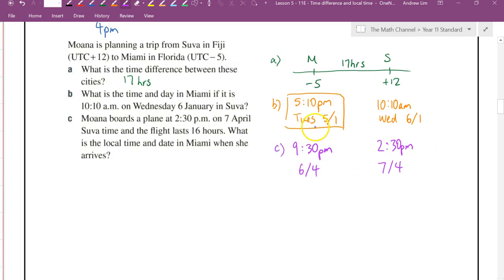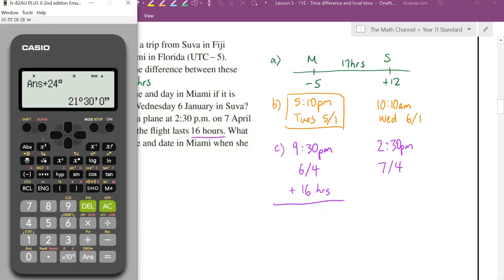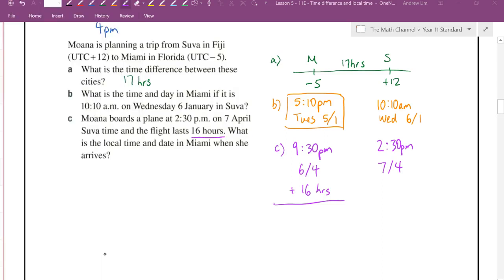That's just Miami time. So now all I need to do is add 16 hours because the flight lasts 16 hours, so we can see what time the flight arrives. So we've got 9:30 p.m. plus 16 hours is 37 hours, 30 minutes. That's more than 24 hours. I'm just going to minus 24 hours here. That tells me that's 1:30 p.m. the next day, 7th of the 4th.